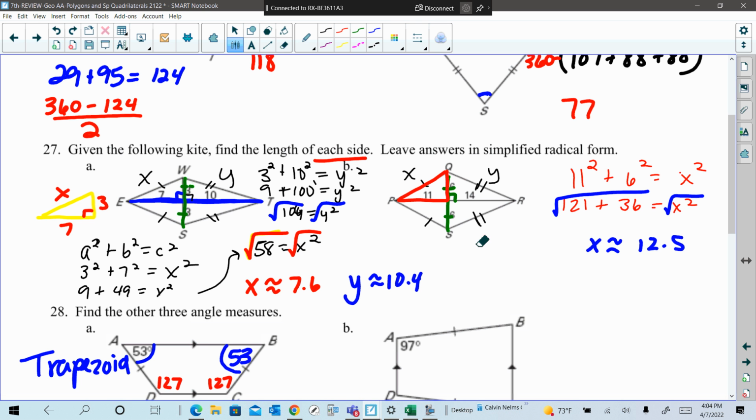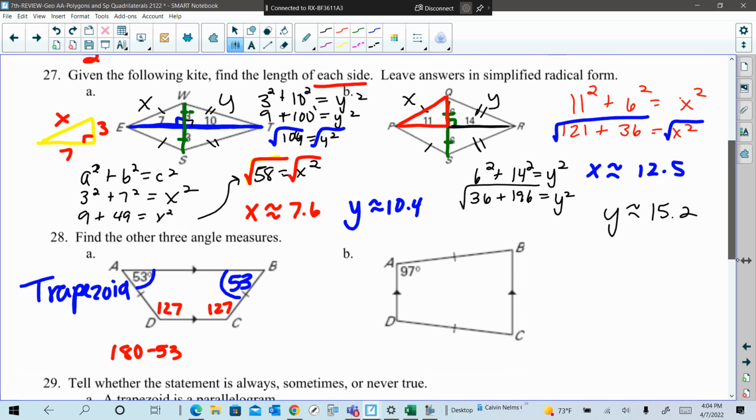So this would be 6 squared plus 14 squared equals y squared. And then we got to use that leg here. So 36 plus 196 equals y squared. Then we're going to take the square root of that sum. So y was approximately 15.2. Okay. So you might have to use the Pythagorean theorem to find your missing sides, or to find your missing diagonal if you have the sides.